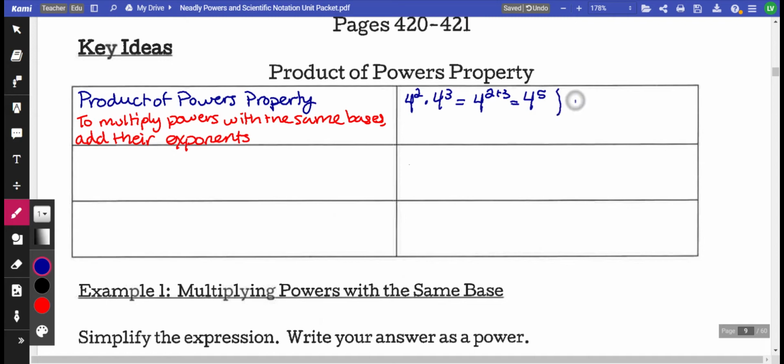Another way of showing this is algebraically with a to the m times a to the e, which is a to the m plus e.